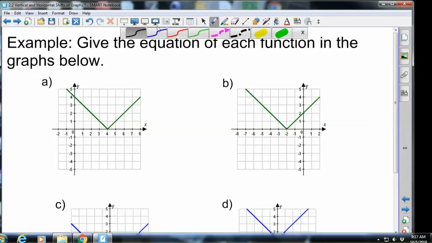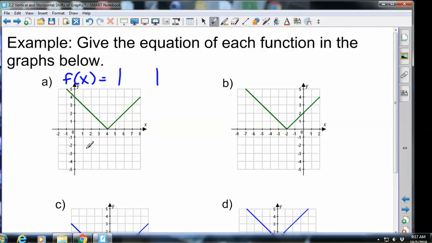Okay. First of all, you have to recognize what the function is. This is an absolute value. How did this move the normal absolute value? It went right 4, correct? Because normally an absolute value would look like this. So what would make it move right? X minus 4, on the inside.